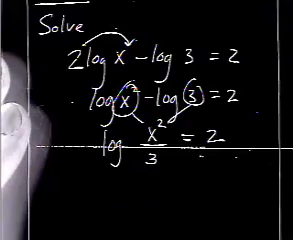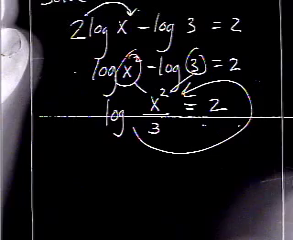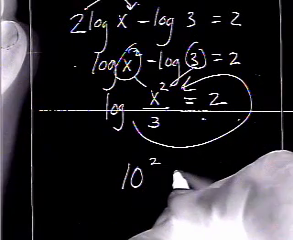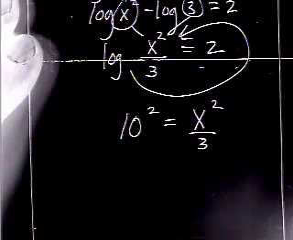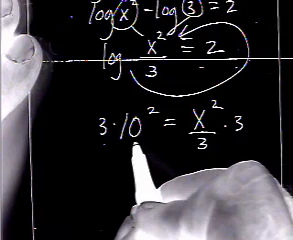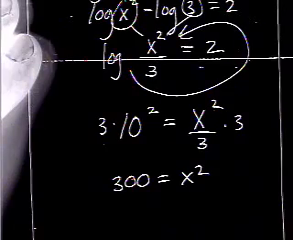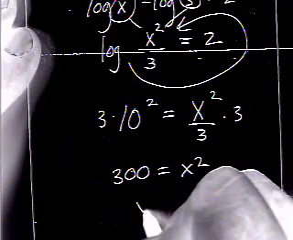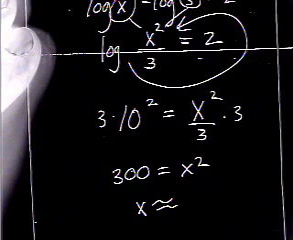Now that we've got it as a single logarithm, we can change it to its exponential form. So we have 10 to the second power equals x squared over 3. So if we multiply by 3 on both sides, 3 times 100, that's what 10 squared is, we've got 300 equals x squared. And so then we can get the approximate decimal value by taking the square root of 300, and the square root of 300 is going to be 17.321.